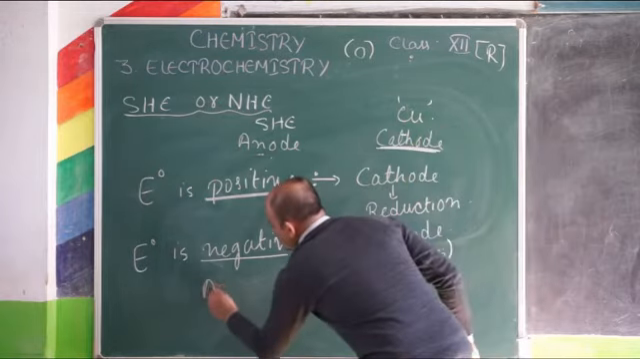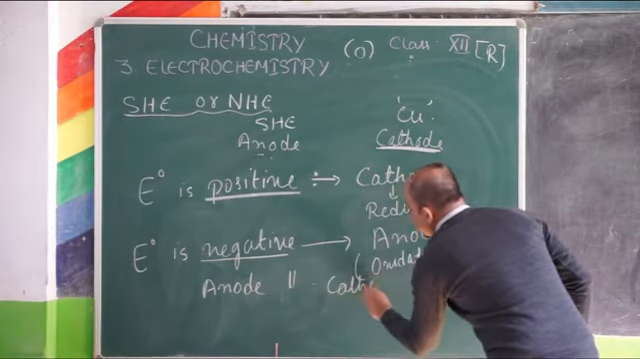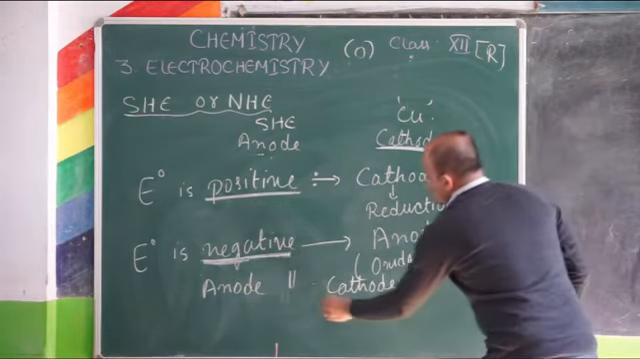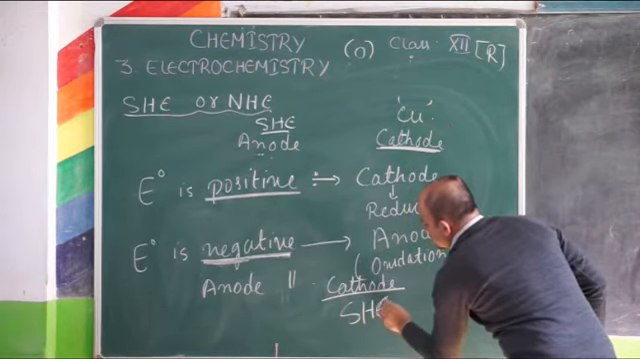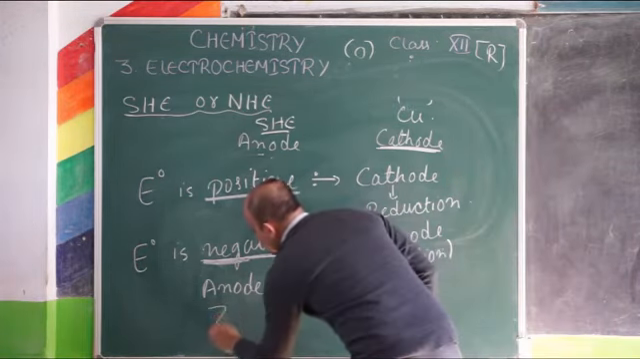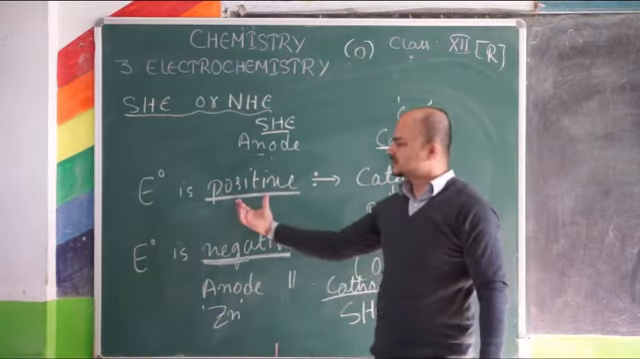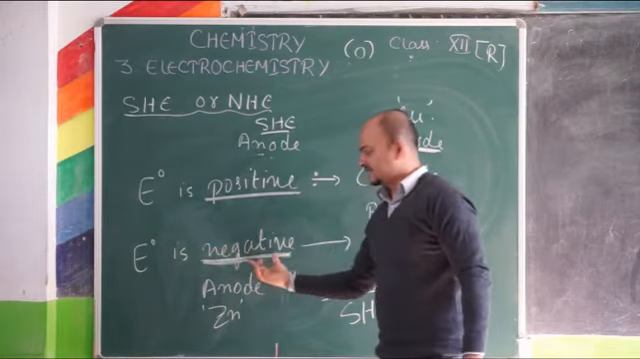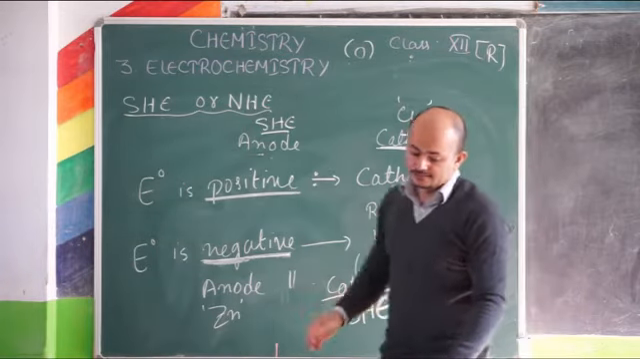That means you have the anode here, in between you have the bridge, and you have the cathode. Now this negative value tells us that SHG will be placed at the cathode, and, say, zinc will be placed as anode. So you have to remember this. Positive: SHG is going as what? Anode. If E0 is negative, then the standard hydrogen electrode is placed at what? Cathode, and this is very important.